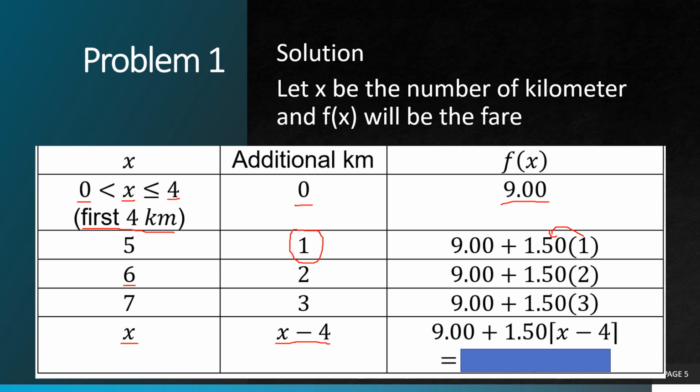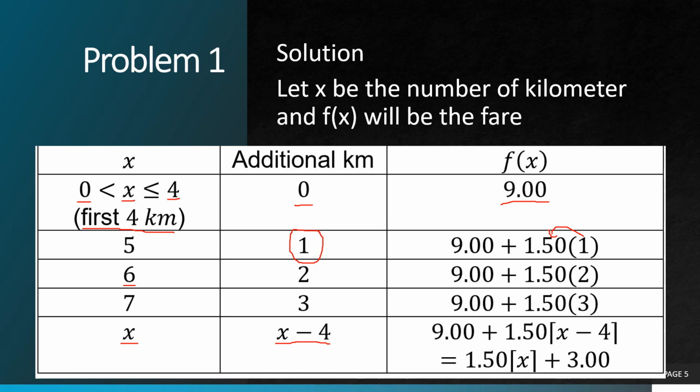We can also rewrite it this way: 1 peso and 50 multiplied by the ceiling function of x, plus 3. Because the ceiling function of x minus 4 is the ceiling function of x minus 4, and negative 4 multiplied by 1.50 is negative 6. 9 plus negative 6 will give us positive 3. So we have here 3, and we have here 1 peso and 50 multiplied by the ceiling function of x.